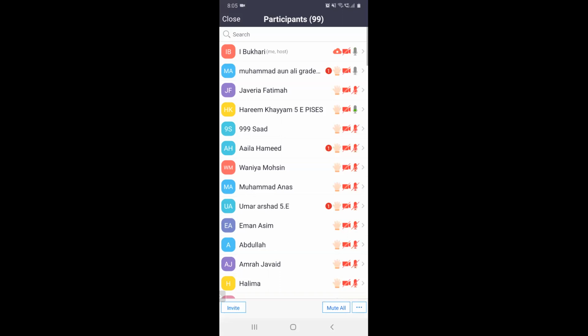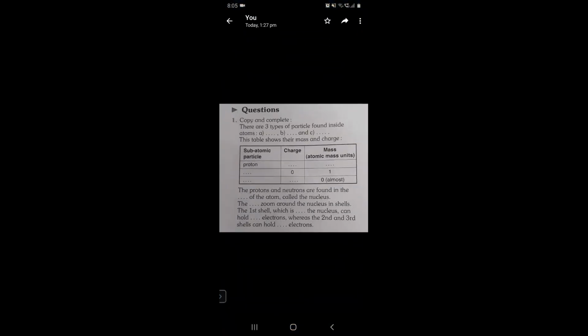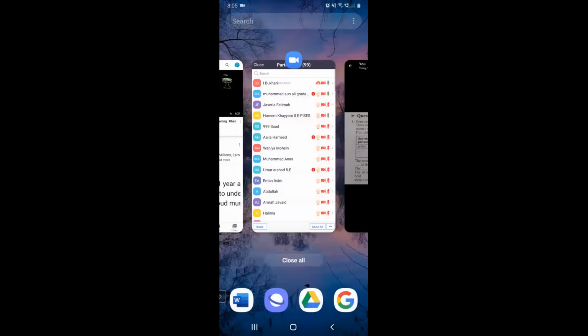The answer is the center of the atom. Yes, very good. This is the correct answer. Okay, good, good.